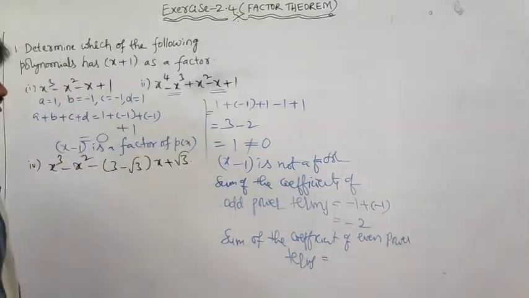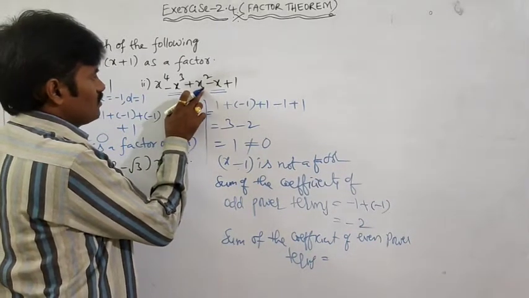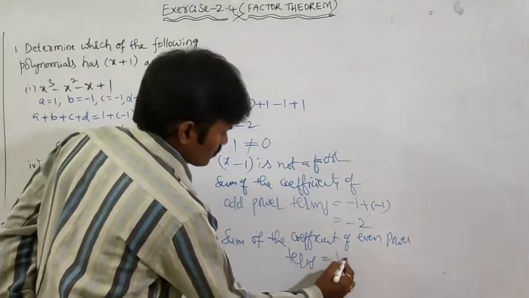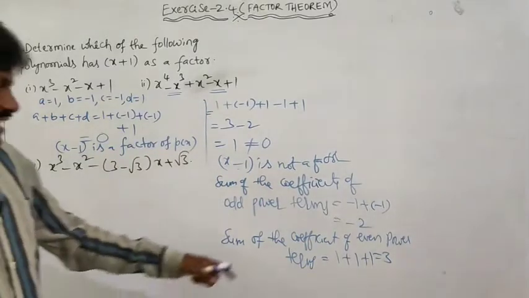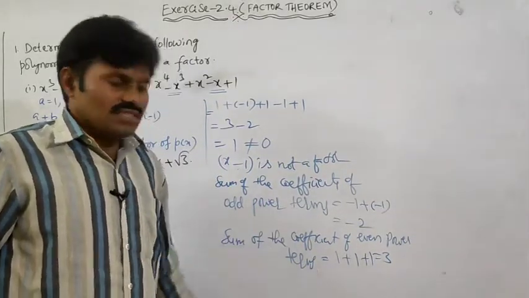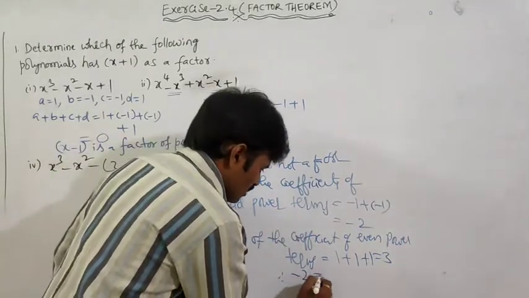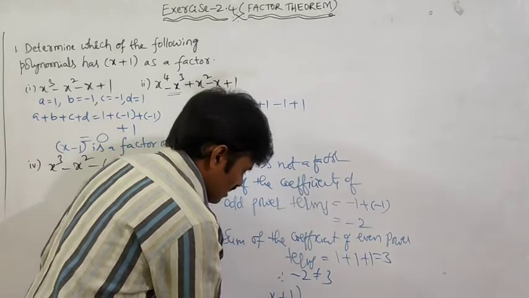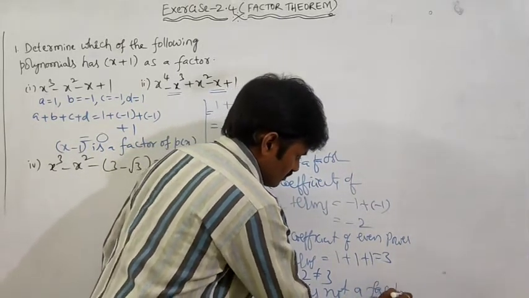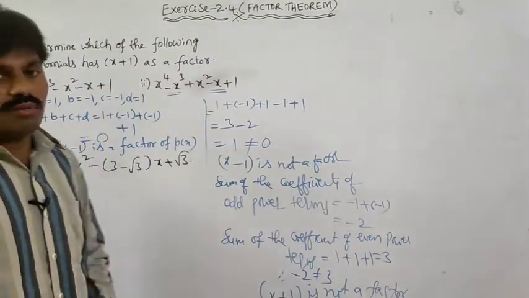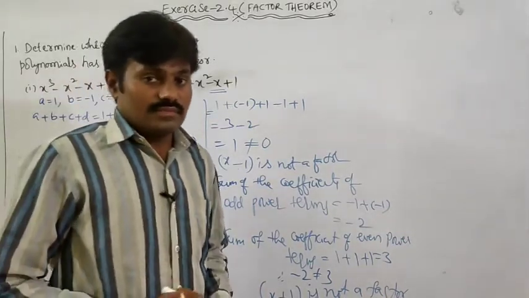Tell me, what are the coefficients? Those are 1, and the even power is 2, so 1, and the constant also. So 1 plus 1, that is equal to 3. Are these two sums equal? No. So what can you say? x plus 1 is not a factor. Is it clear? So like this we have to solve problems related to the factor theorem. Is it clear?